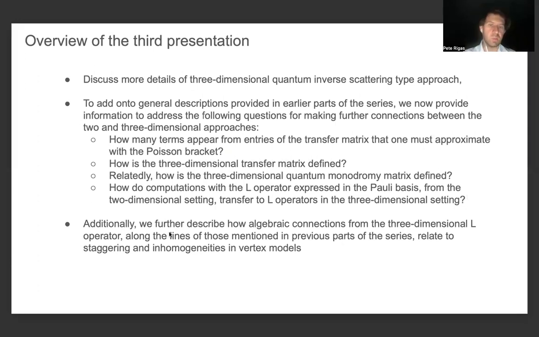And additionally, we further describe how algebraic connections from the 3-dimensional L operator, along the lines of those mentioned in the previous parts of the series, relate to staggering and inhomogeneities in the vertex models. So we're also going to be able to look at maybe applying this type of perspective to a class of vertex models in which we can look at notions of how to colorize integrability or impose inhomogeneities on integrability conditions for triangular ice.